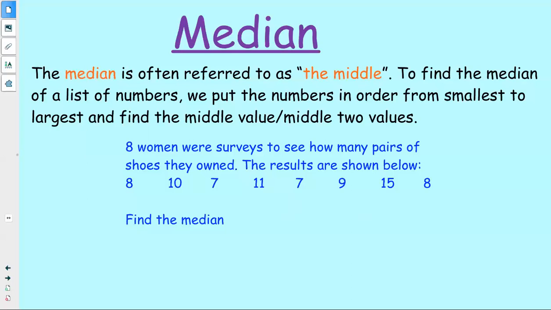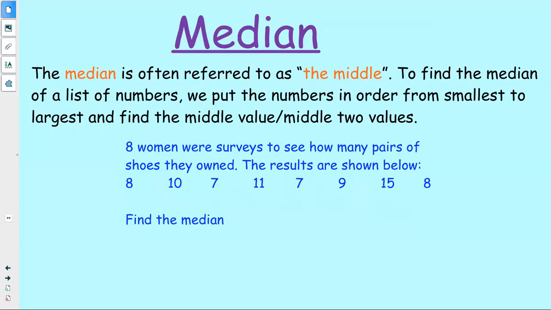So it says here, for example, 8 women were surveyed to see how many pairs of shoes they owned. The results are shown below. So one person owned 8, then 10, 7, 11, 7, 9, 15, and 8. Find the median. So we are going to put them in order first.